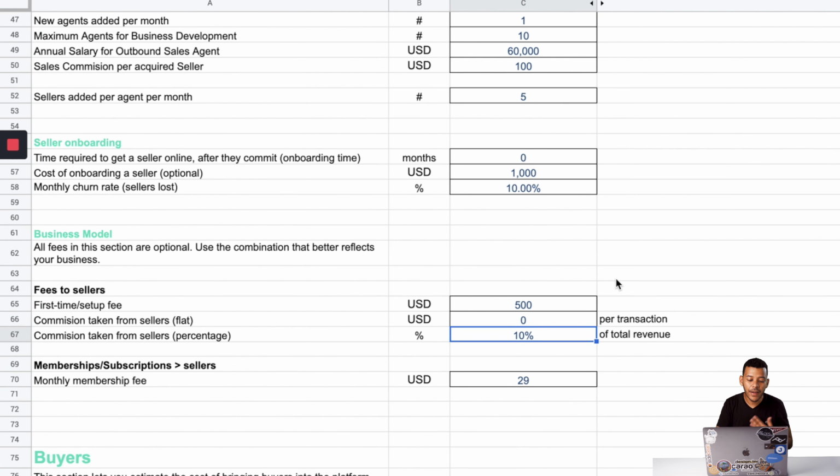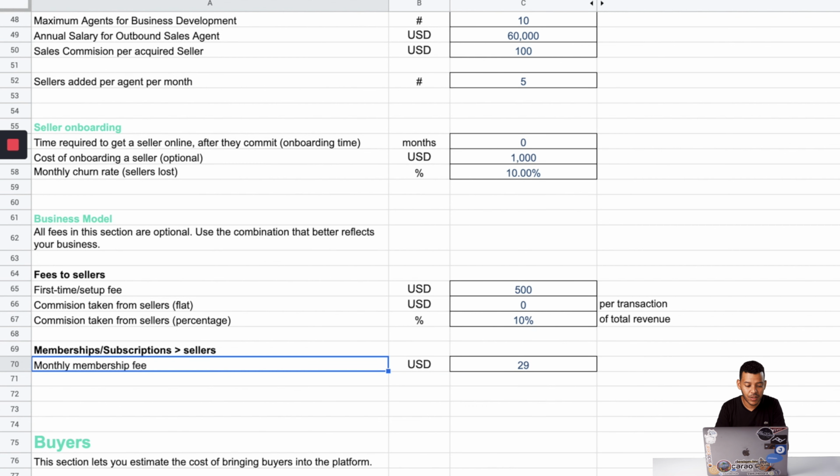All right. And finally, you can also charge them a subscription. So it depends on the type of platform that you have. You could set a monthly membership fee to be a seller in the platform. Shopify would be an example of this, where you have to pay Shopify $29 a month to have a store, and then you charge them a commission and so on. So you can literally build the Shopify business model on this spreadsheet.